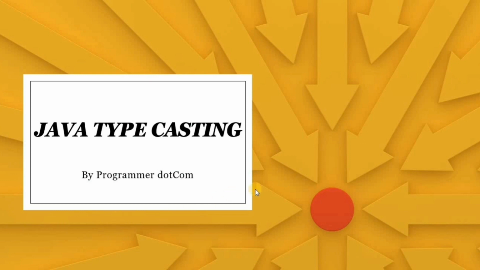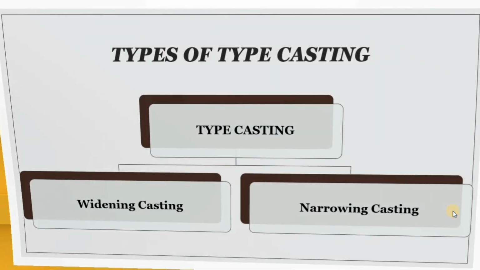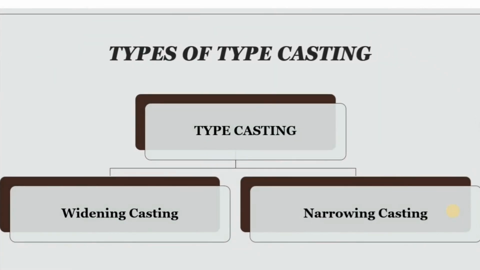Today we are going to see about Java typecasting. Let's first see about the different typecasting. Typecasting is divided into two groups: 1. Widening casting. 2. Narrowing casting.